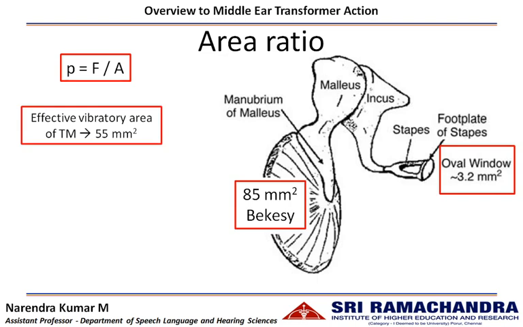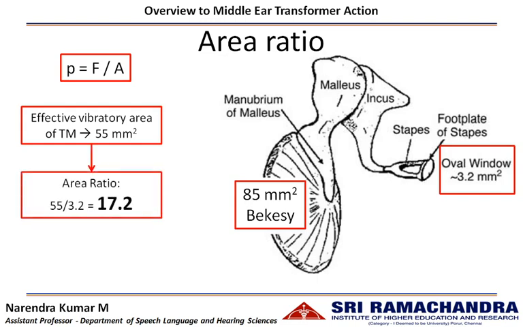This pars tensa region and the manubrium of the malleus vibrate as a single unit until the frequency reaches 2 kHz. When the frequencies go beyond 2 kHz, there is a small lag between the vibration of the tympanic membrane and the handle of the malleus.